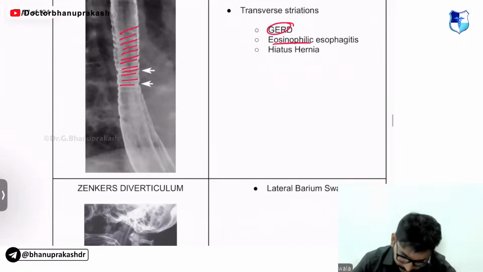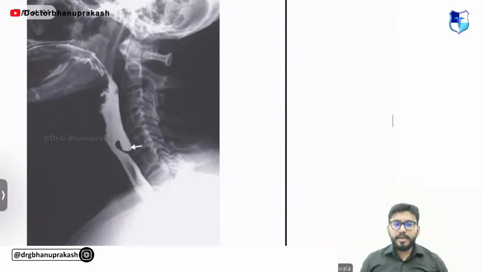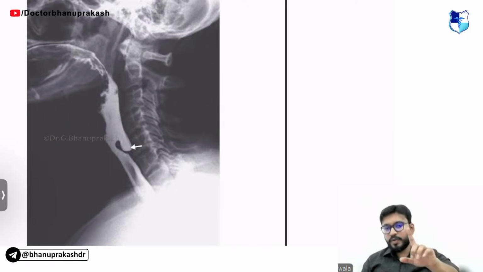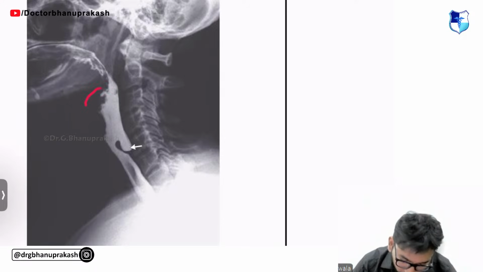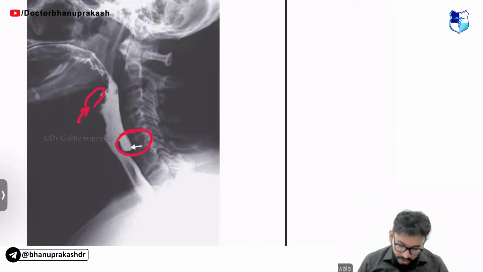Zenker's diverticulum, guys. Look at this. Can you make out the Zenker's diverticulum here? Some people confuse it with acute epiglottitis, the thumb sign. Remember, the epiglottis is somewhere here. The thumb sign is anterior. The diverticulum is posterior.